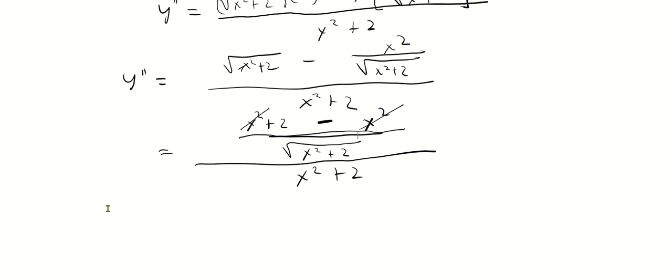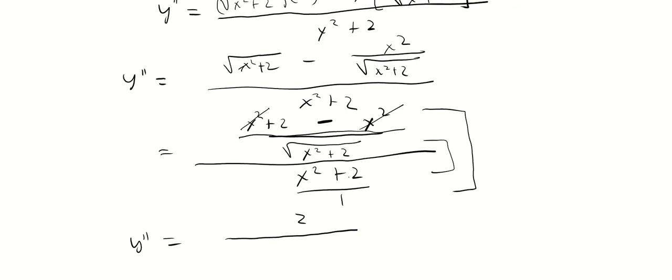Then we simplify further, and this will be equal to, so y double prime, what will be the remaining? 2 over the square root of x squared plus 2. So if this is over 1, we can multiply this, and this will be equal to y double prime. So 1 times 2, so it's just 2 all over x squared plus 2 times the square root of x squared plus 2. Remember, square root is raised to 1 half.